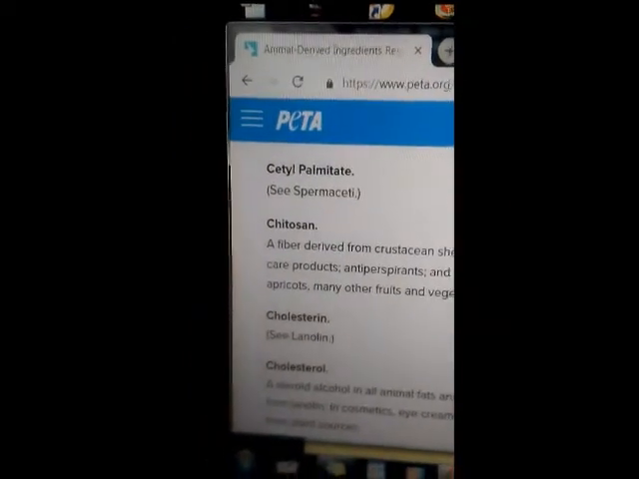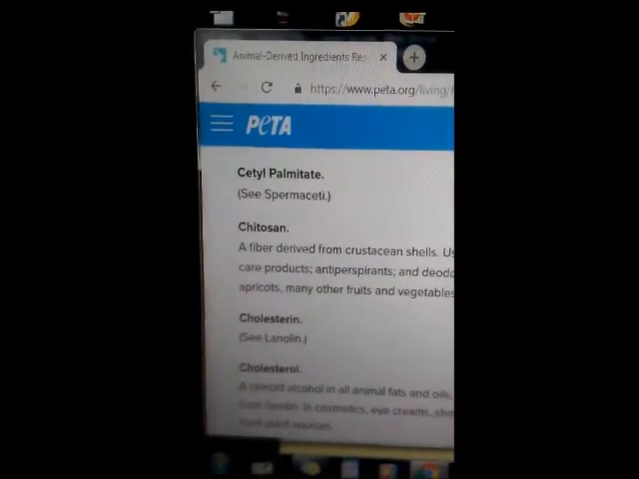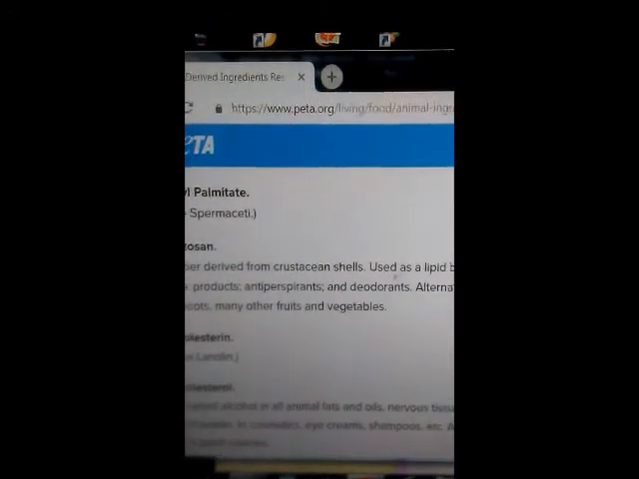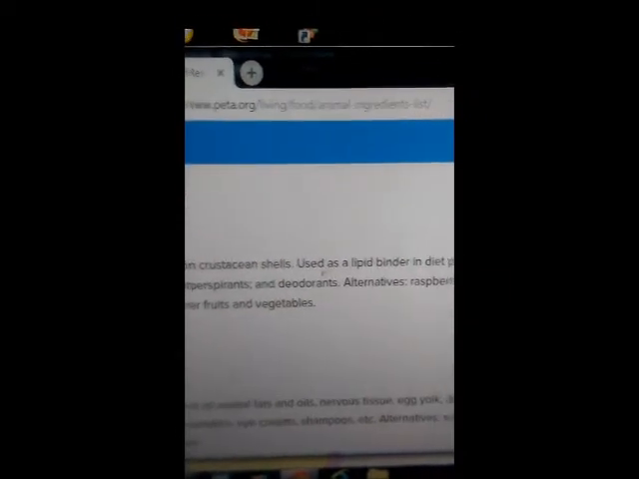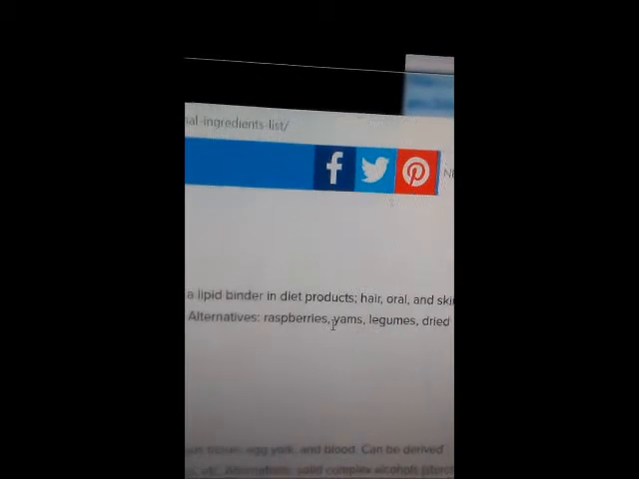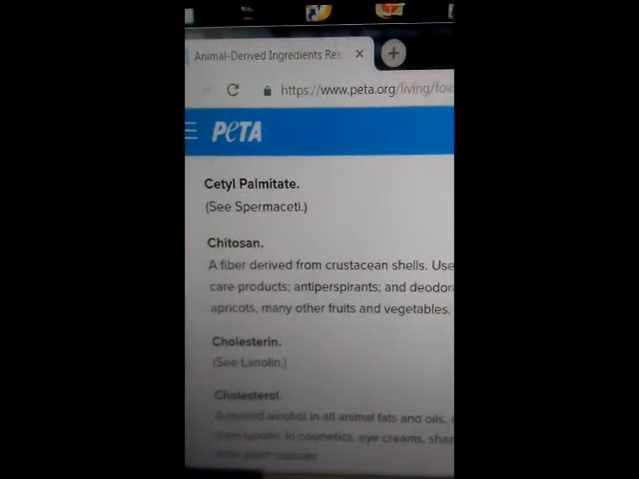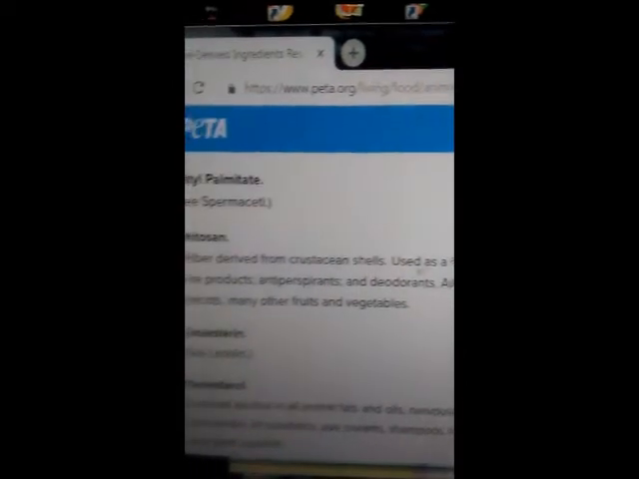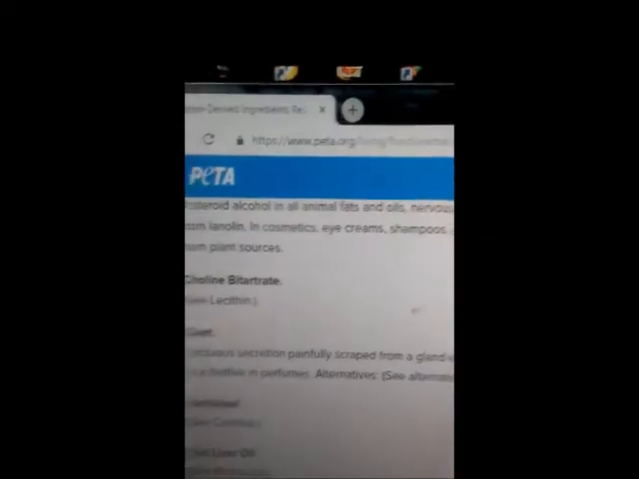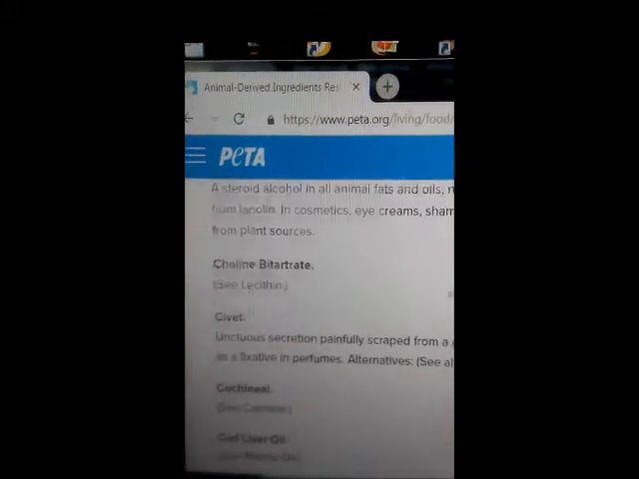All right, you've got chitosan, a fiber derived from crustacean shells. So you're talking about seashells. Used as a lipid binder in diet products, hair, oral, and skin care products, antiperspirants and deodorants. Alternatives: raspberries, yams, legumes, dried apricots, and many other fruits and vegetables as a substitution. All right, y'all, it's just way too much to bear for me.